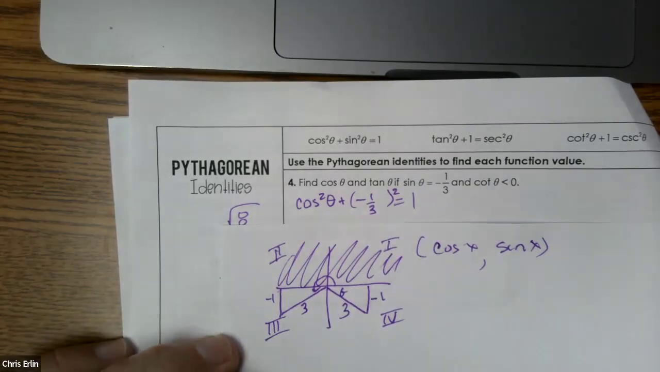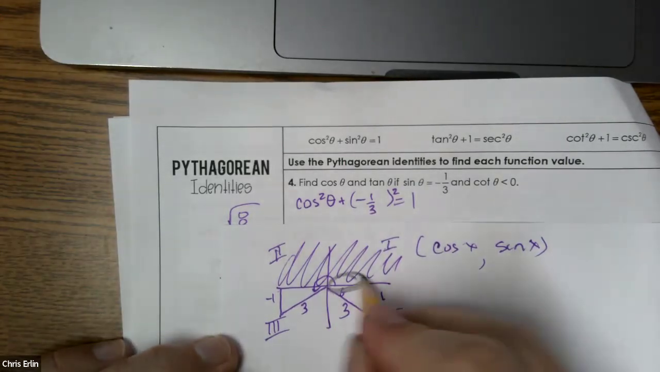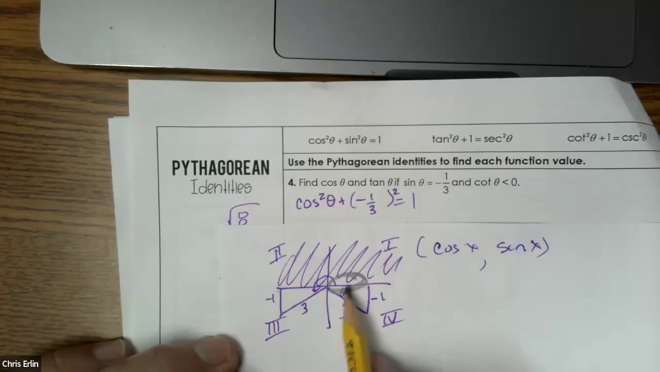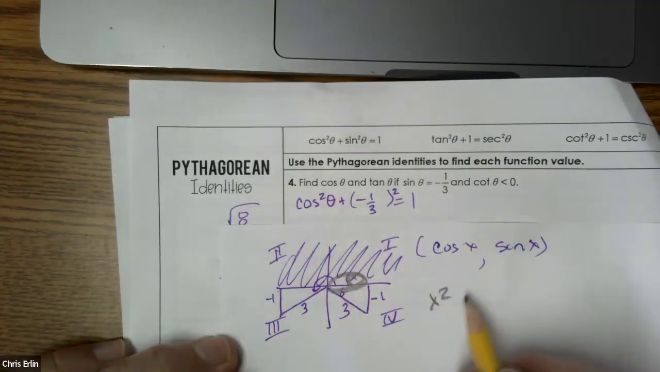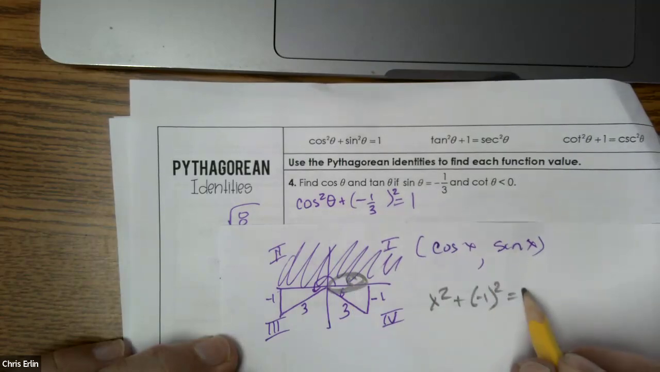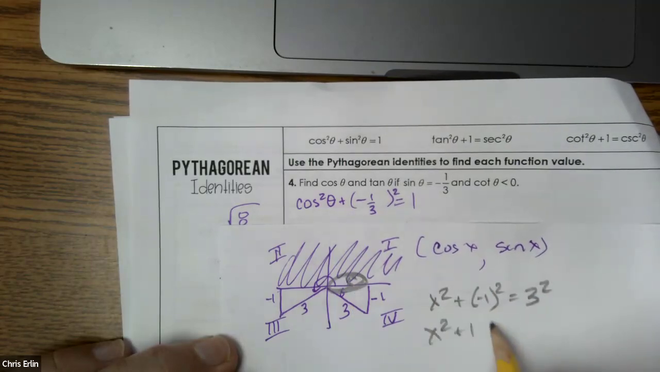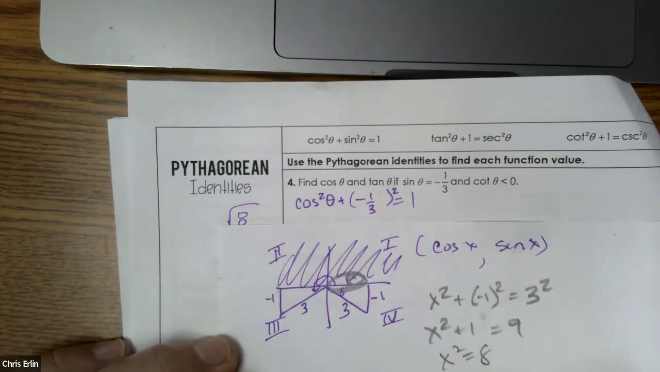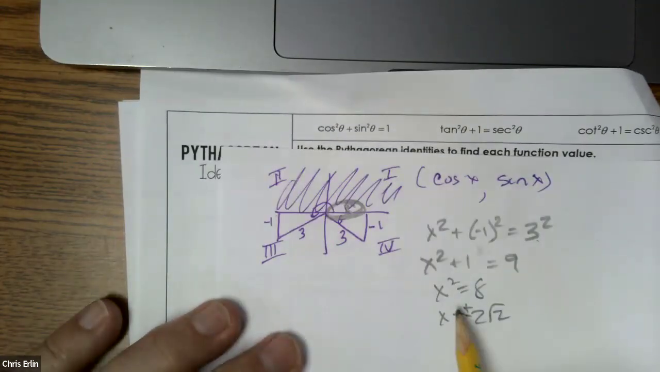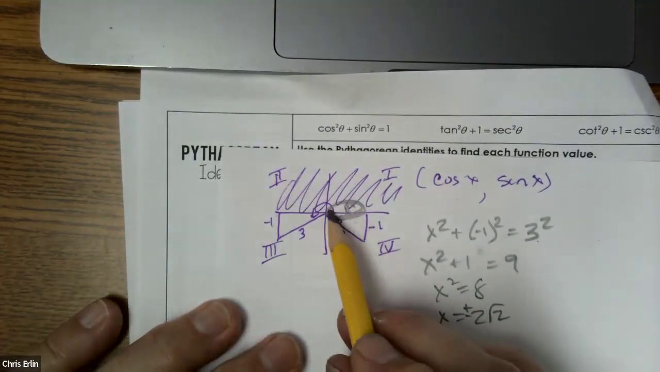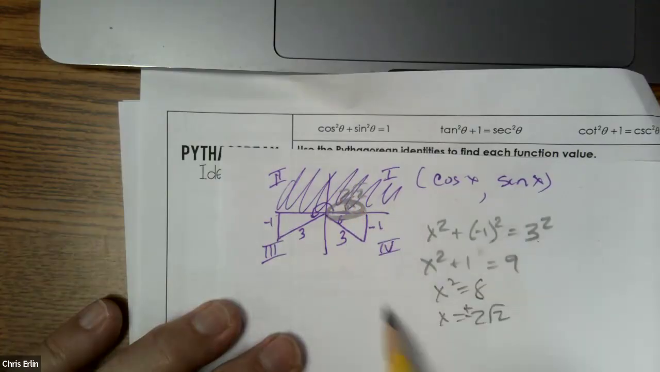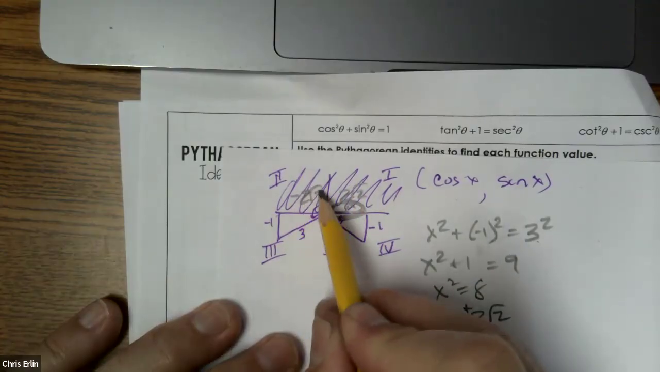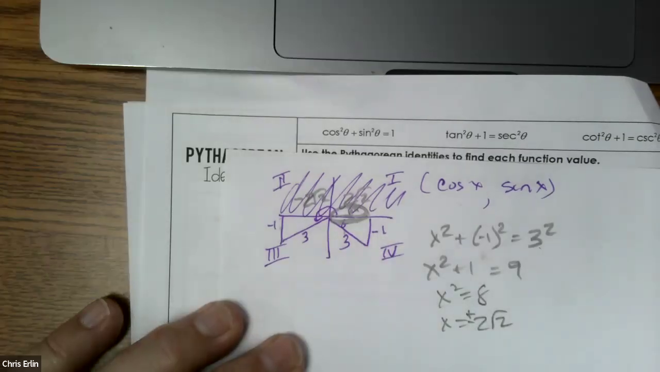But regardless of which one it is, if I wanted to find the cosine, all I'm looking for is this piece, and I can do Pythagorean theorem. Let's call it x. X squared plus -1 squared equals 3 squared. X squared plus 1 squared equals 9. That's really 1. So x squared equals 8. So x equals 2√2. And of course, that would be a plus or minus 2√2. And that's what's going on here. This direction shows the plus 2√2. This direction shows the negative 2√2. I just don't know which one yet.